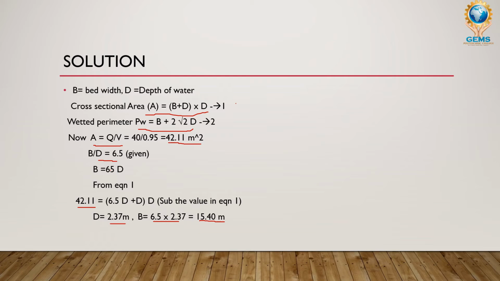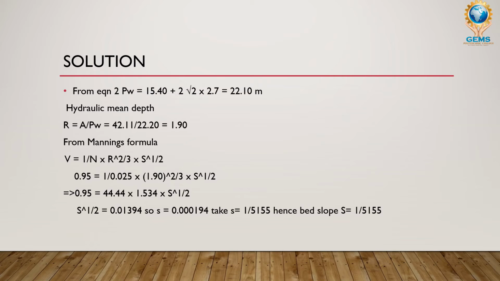Now we are going to apply it in the following equation of Manning's formula, in the next slide. From equation 2 that I have mentioned in the previous slide, we are going to substitute the values you know. What are the values you know? The B value and D value, both values B and D. We are going to substitute in this equation, and you will get the value as 22.10 meter.